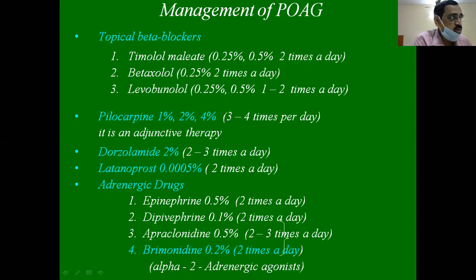Latanoprost, travoprost, all these things can be given. Latanoprost is the commonest drug we use. Unoprostone, there are about 3-4 types of prostaglandin. Latanoprost 0.005% twice daily we give it, or once daily which is sufficient. Adrenergic drugs, epinephrine, dipivefrine, apraclonidine, clonidine, brimonidine, all these things, nowadays we are not using it. We start the treatment with latanoprost and combine with timolol maleate or betaxolol or dorzolamide. Rarely we go for brimonidine.